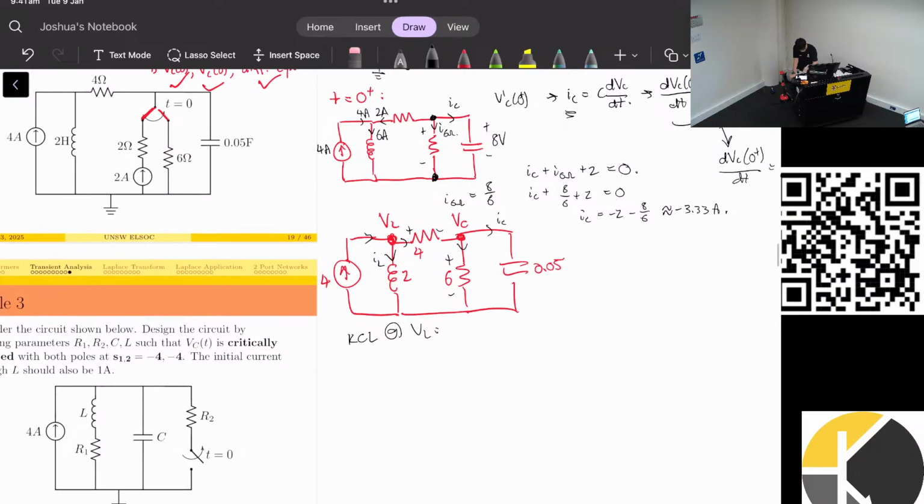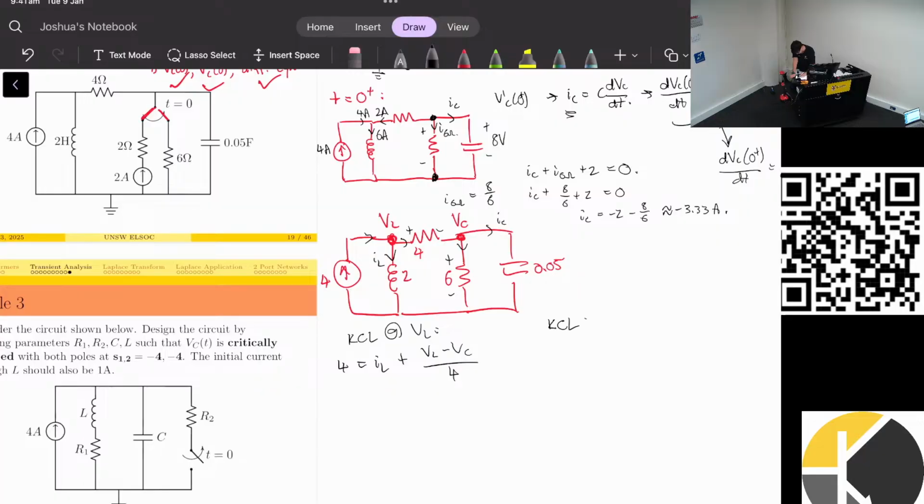Great. So for VL, we have 4 amps coming in, and IL is leaving, and we also have the current through the 4 ohm resistor, which is the initial voltage minus the final voltage over 4. So that's my first equation.